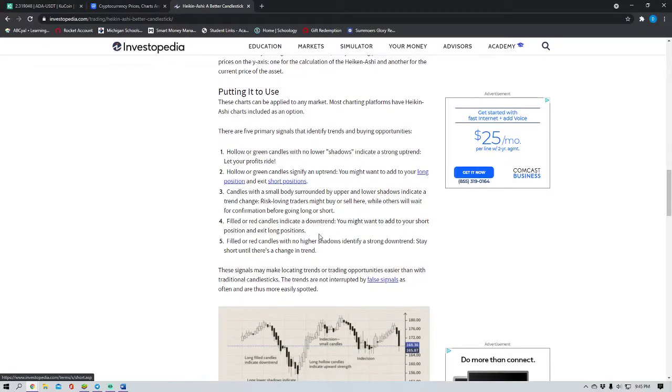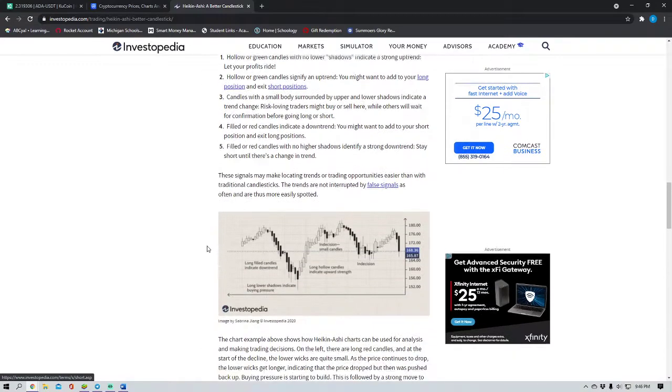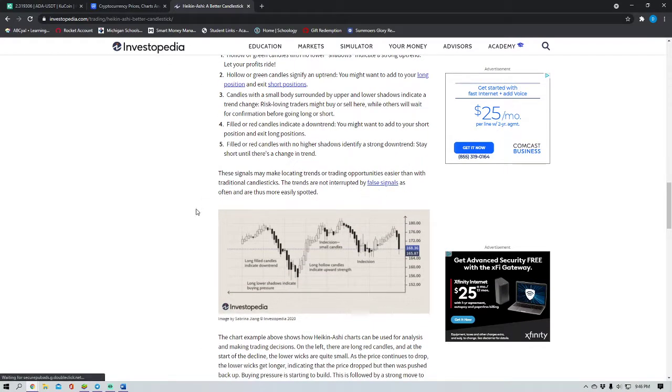Filled in or red candles indicate a downtrend. You might want to add your short position or your sell position or your exit position, ultimately to get out of the market when it is showing that there is a downtrend. Filled or red candles with no higher shadow identify a strong downtrend. Stay short until the trend changes. There can also be false signals, which are shown by the Doge candles. Again, we'll look at that in a minute.